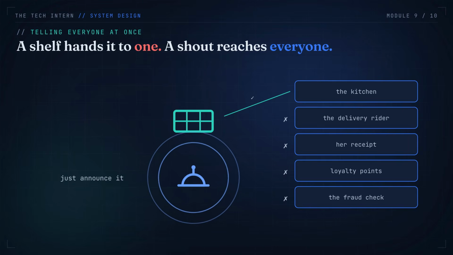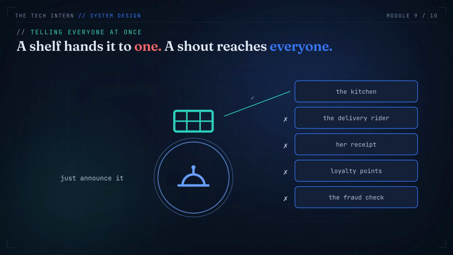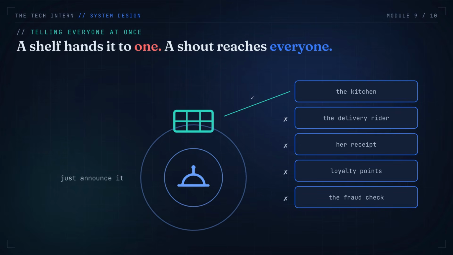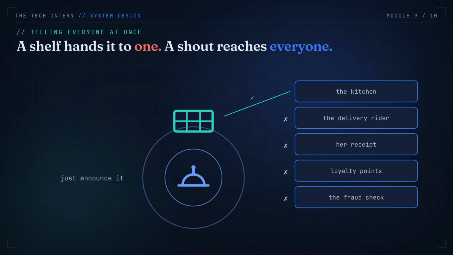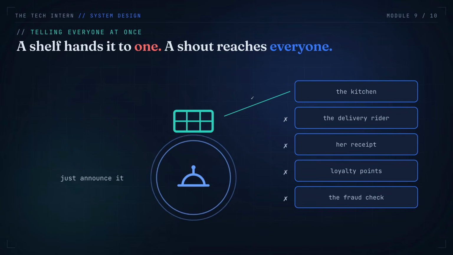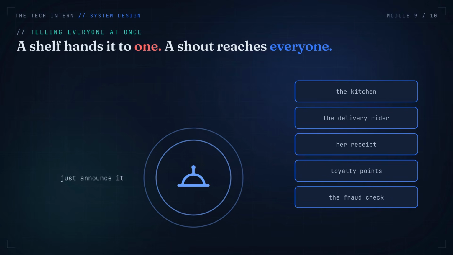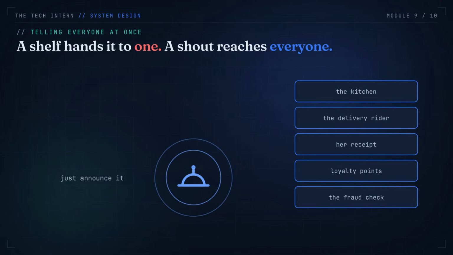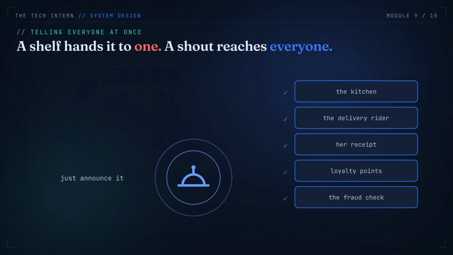You announce it. Picture the expo at the pass shouting, "Table 12, ready." Everybody who's listening hears it at the same moment, and each of them acts on their own. This is publish and subscribe. Pub sub. One side publishes an event to a topic. Every service that subscribes gets its own copy. Reading it doesn't use it up.